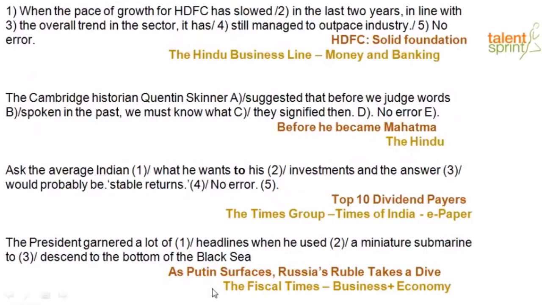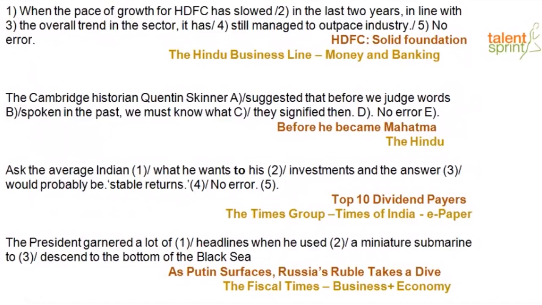We look at the same questions that we took a look at right now. The first set of questions that we saw, the finding error questions, this is the source, right? For each question, I've put down the source beneath it. The first one was taken from the Hindu Business Line, Money and Banking. The title is HDFC, Solid Foundation. The second one is taken from the Hindu again. The title is Before He Became Mahatma. The third one is taken from Times Group, Times of India e-paper, Top 10 Dividend Payers. The fourth one is taken from the Fiscal Times, Business Plus Economy. And you see the title there, right?